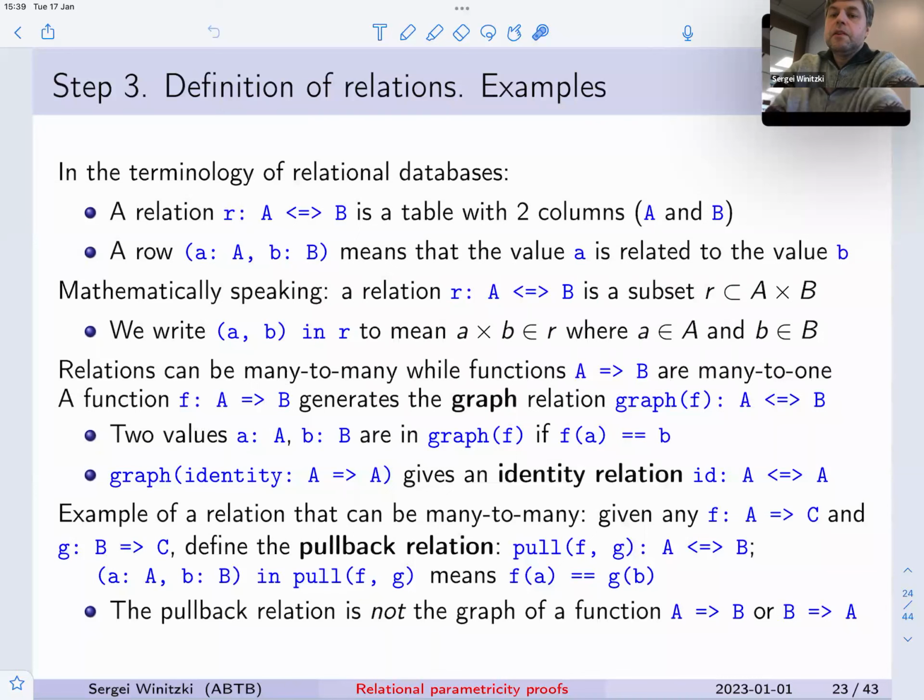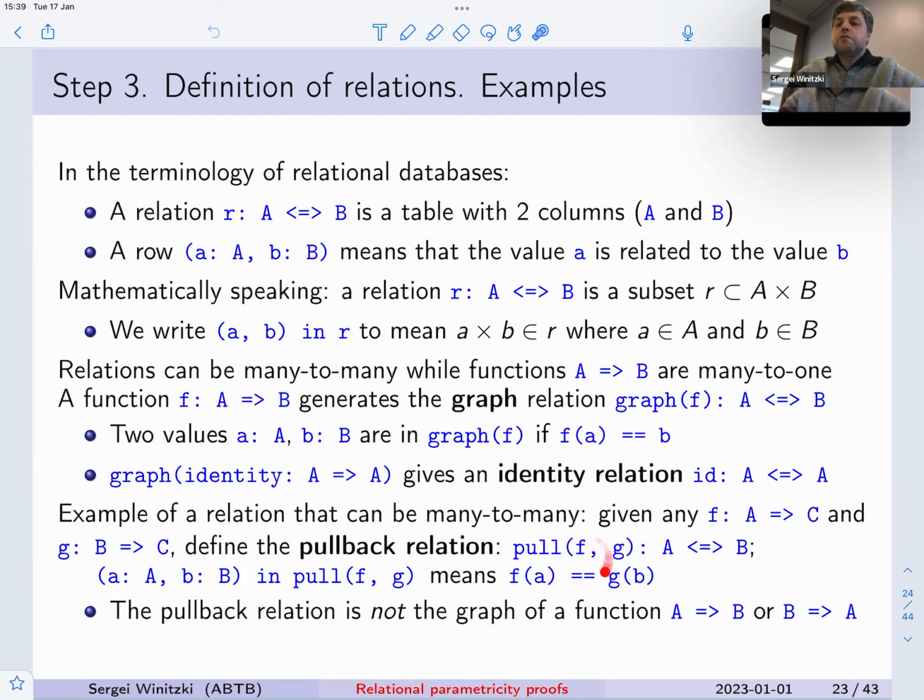An example is if you take an identity function from A to A, the graph of that gives an identity relation. And so two values, x, y, are in this relation only when x equals y, and both have type A. And here's an example of a relation that could be many-to-many. Let's take any two functions of types A to C and B to C, and we define a relation called the pullback relation, which is going to be of type relation between A and B. It's defined by saying that A and B are in that relation if f of A equals g of B. So now this is an equation between values of type C.